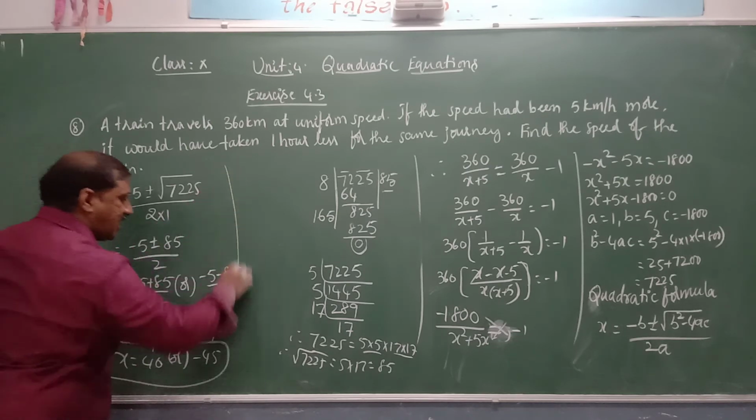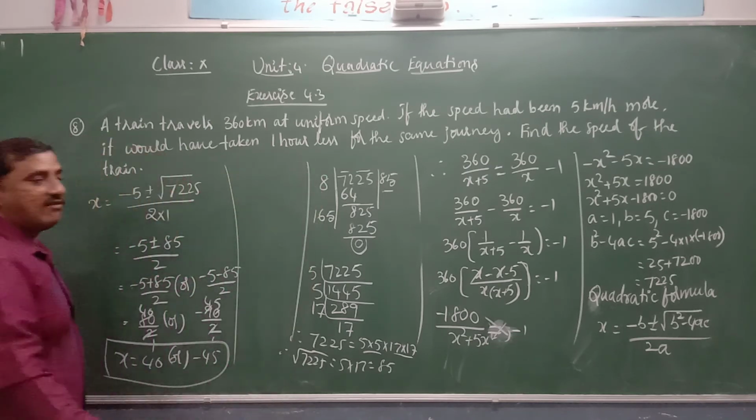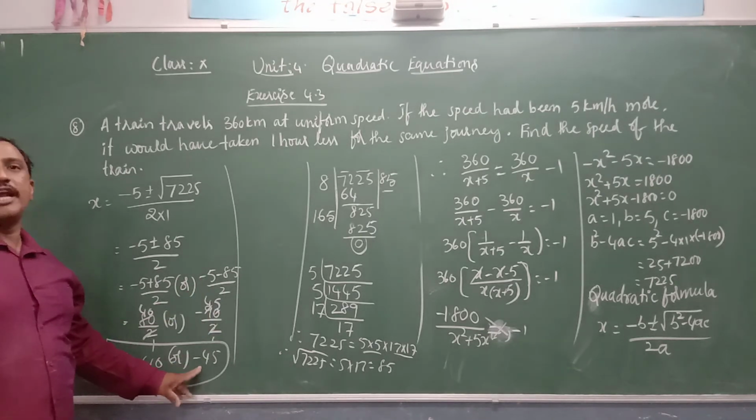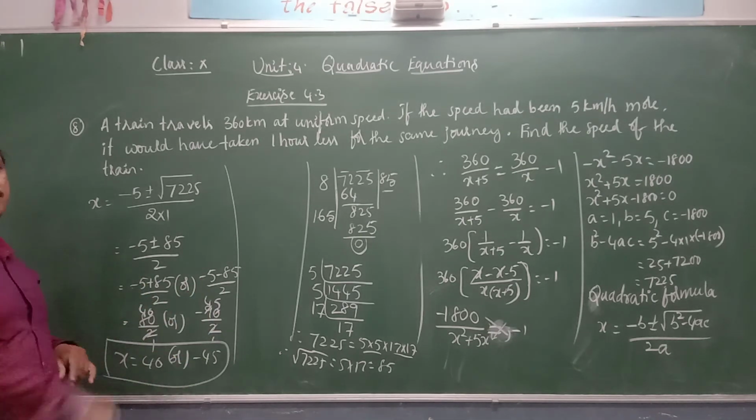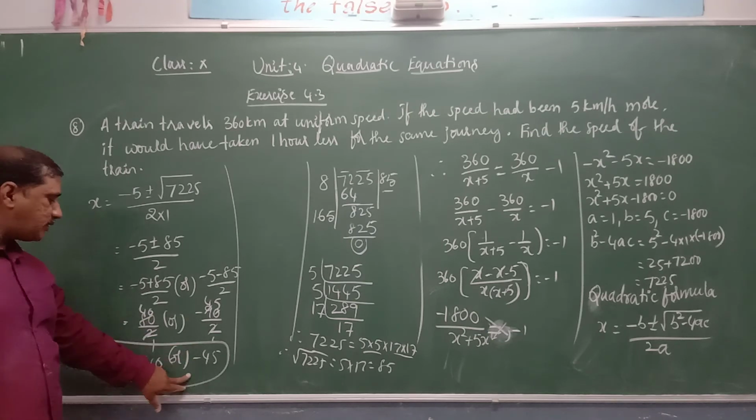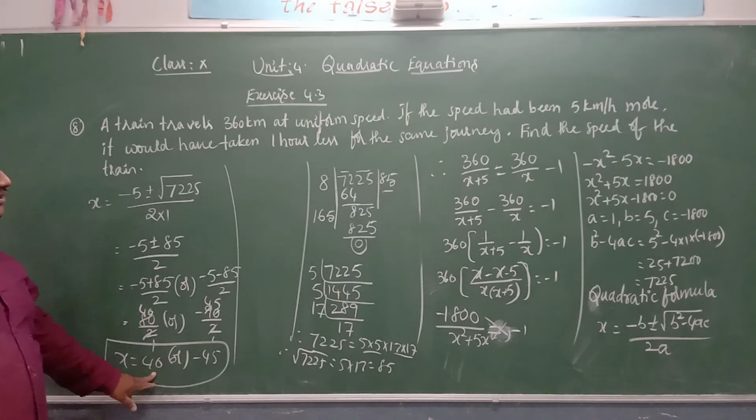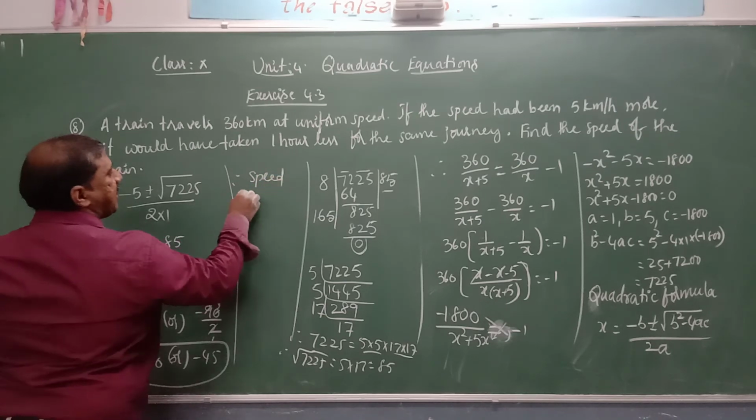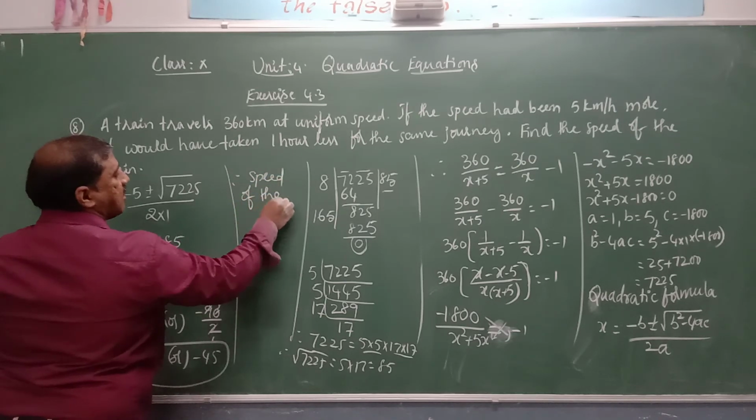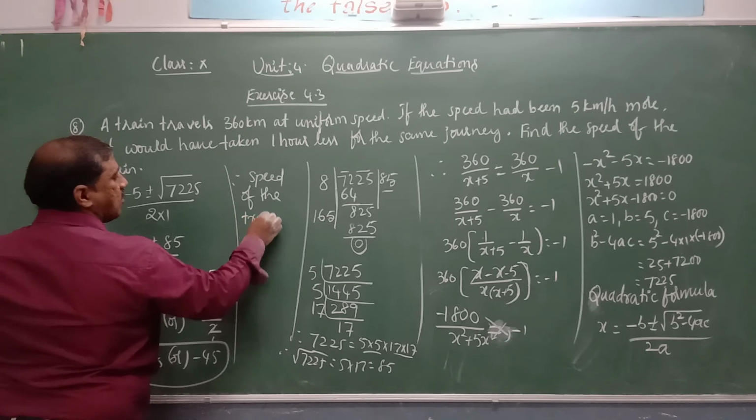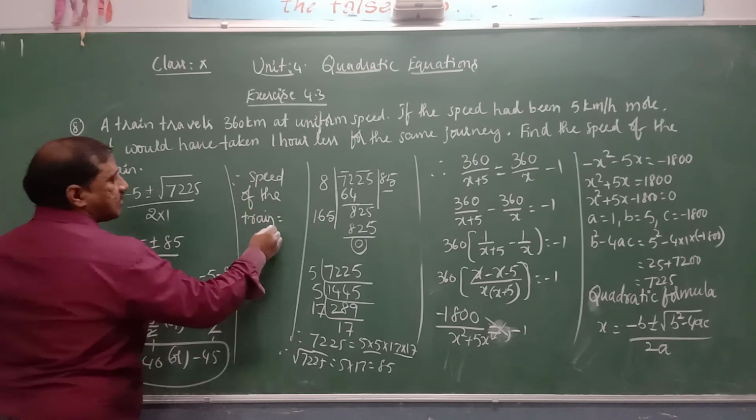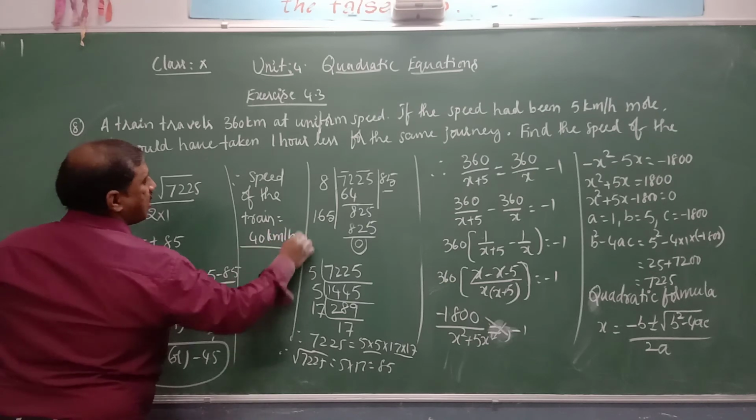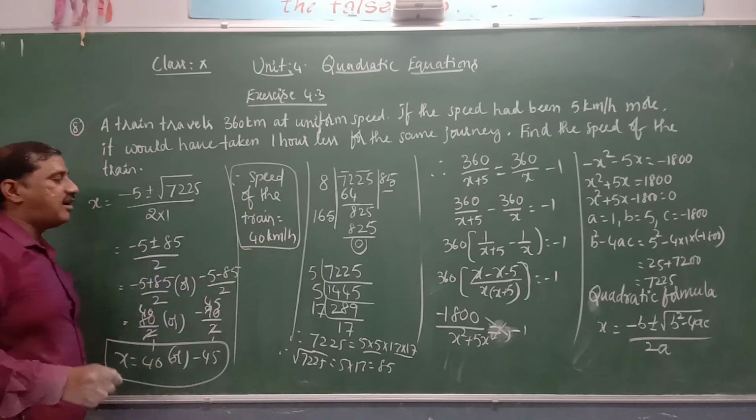What is x here? It is speed. Speed will not be a negative value. A negative value may indicate the train is moving in the opposite direction. So ignore the negative sign, consider the positive sign. Therefore the speed of the train is equal to 40 kilometer per hour. Like this, we find the speed of the train.